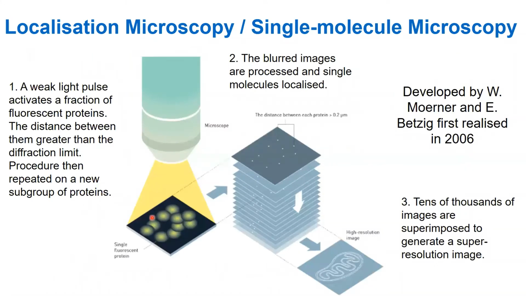Essentially you excite your sample with a weak pulse of light that activates just a fraction of your fluorescent proteins. And the idea is that the distance between any two of your proteins that are activated is greater than the diffraction limit. Then you can work out the center of these fluorophores, of these proteins that you have activated, and you can map them to your image. And you take many thousands of images, and you slowly build up this picture of where the fluorescent centers are located within your sample.